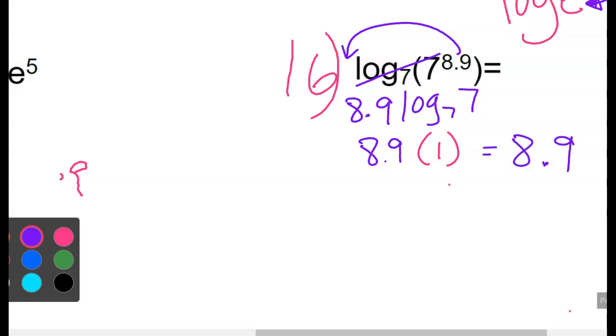Wait, so what if it wasn't log base 7? Let's say it was like log base 6. You can't do that, right? No, you couldn't. It's only because the base matches.